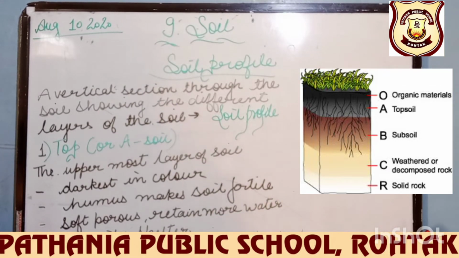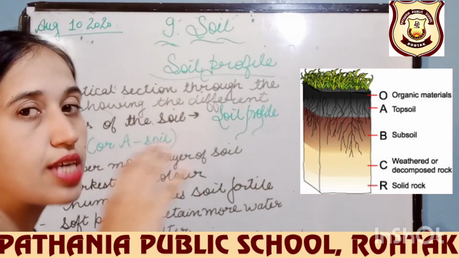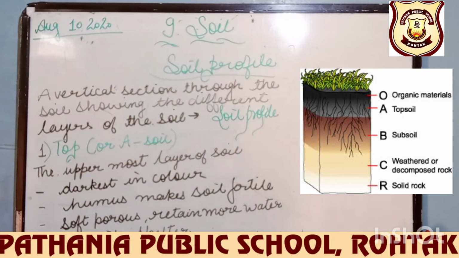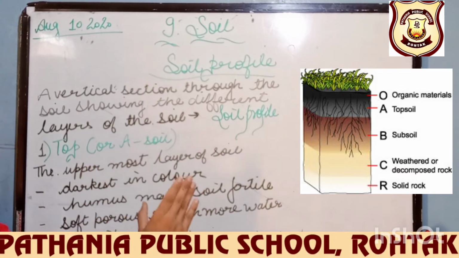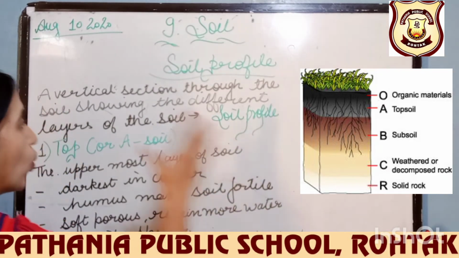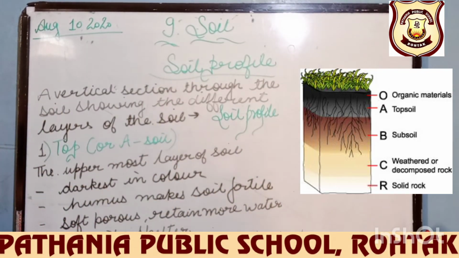Then topsoil provides shelter to many microorganisms, even worms, rodents and moles also. Okay, it provides shelter, I told you. Now the roots of most of the small plants are confined entirely in this layer only.